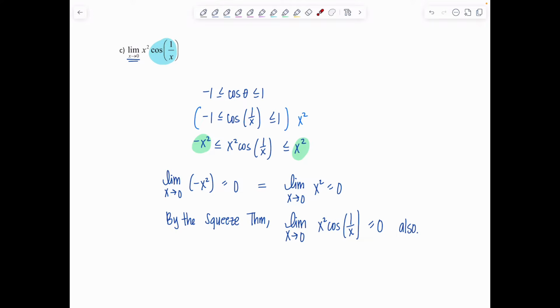Now, the limits of the lower bound and upper bound functions have to be the same in order for you to apply the squeeze theorem. If they don't come out the same, then that means you set something up wrong, or maybe it wasn't the time to use the squeeze theorem and you got too excited.